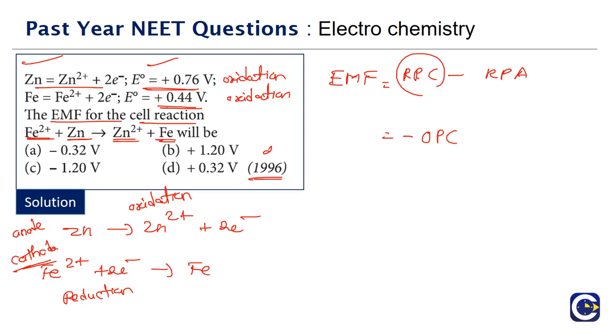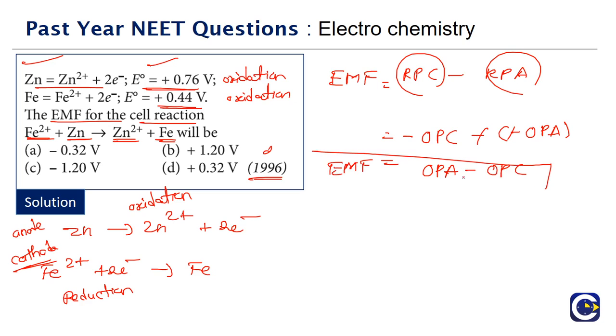Look at this. Reduction potential of cathode can be written as what? Negative of oxidation potential of cathode, because for any electrode, the oxidation potential and reduction potential will be negative of each other. Minus of reduction potential of anode can be what again? Minus oxidation potential of anode. So minus of minus becomes plus. So finally what we have is oxidation potential of anode minus oxidation potential of cathode. So cell EMF can also be given as oxidation potential of anode minus oxidation potential of cathode.